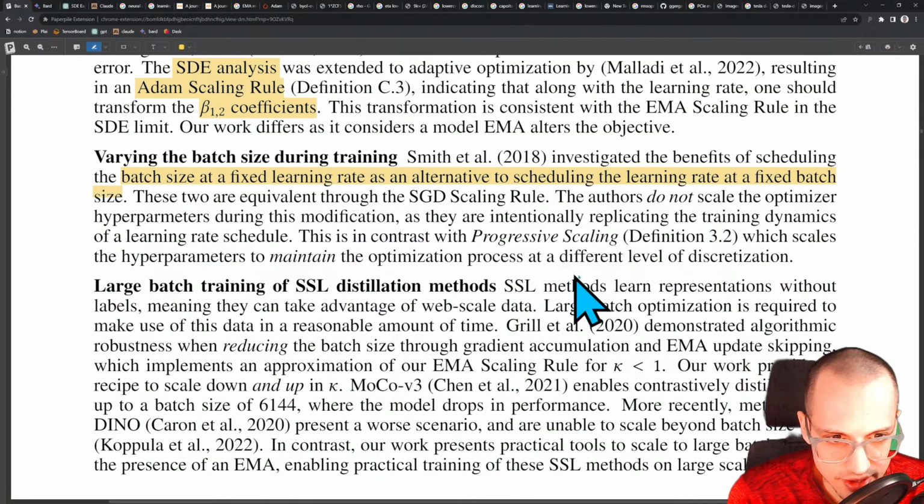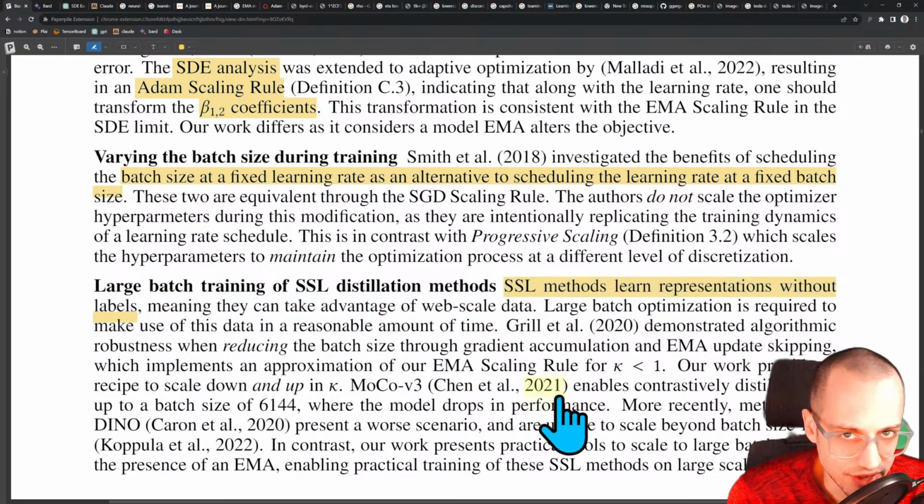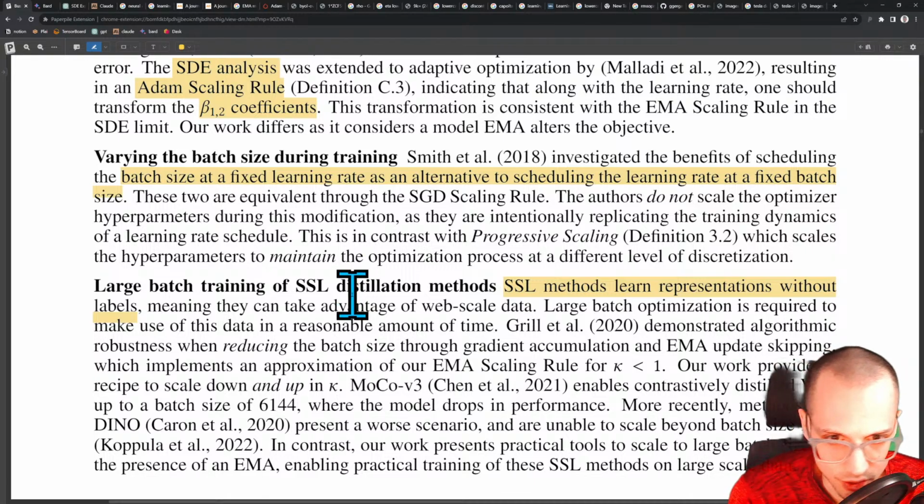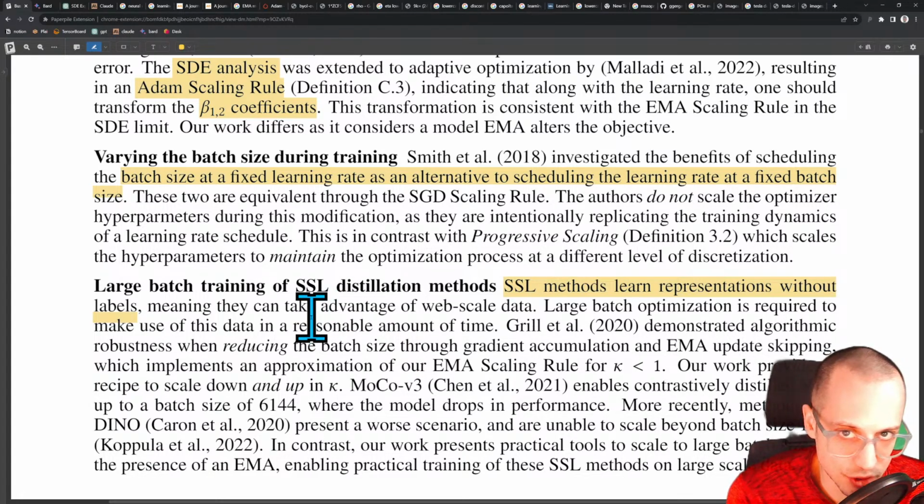Large batch training. SSL methods learn representations without labels. Self-supervised, right? You don't need supervision. You don't need labels. You don't need ground truth. You create your own labels. The network itself supervises itself. It is self-supervised. Large batch optimization is required to make use of this data in a reasonable amount of time.